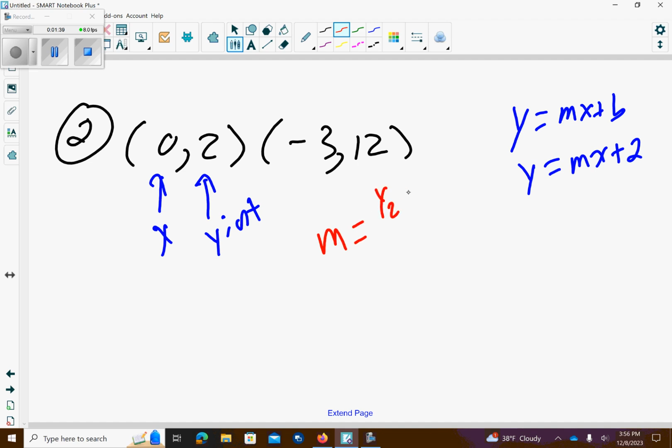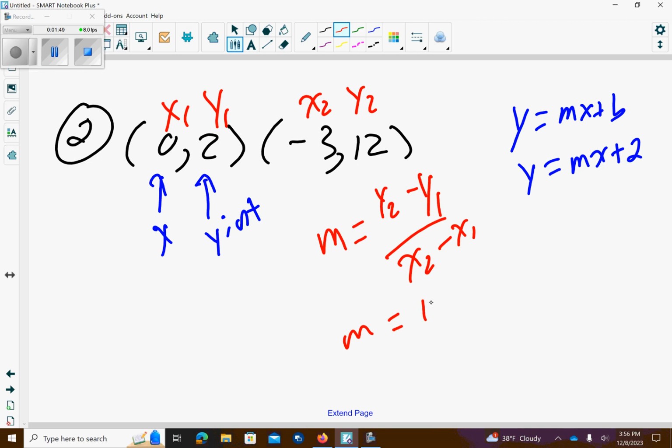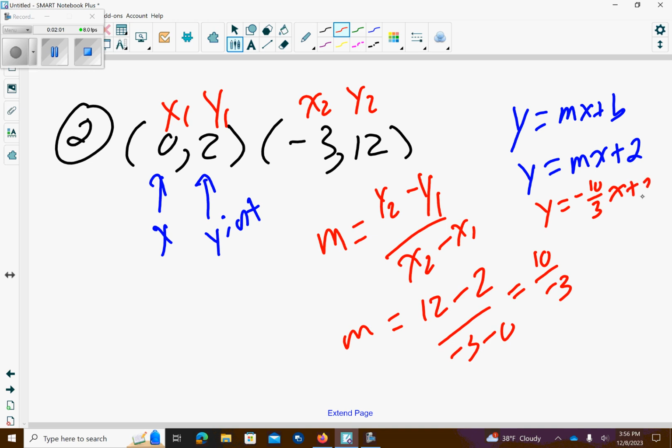So remember the slope equation's this. This would be a good equation to make sure you have written down, so that x1, y1, x2, y2. So the slope is equal to 12 minus 2 over -3 minus 0. So that's going to be 10 over -3. Let's plug our slope into our equation. And there it is.